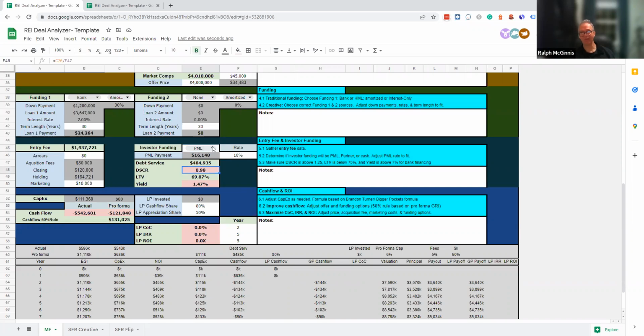You can't use PML if this DSCR goes too low. I recommend never to have it below 1.25. If it's below that, you're kind of putting yourself at risk. It might work at 1.2. I just personally am a little bit risk averse, so keep that in mind. So partners is typically the best way to come up with that money.